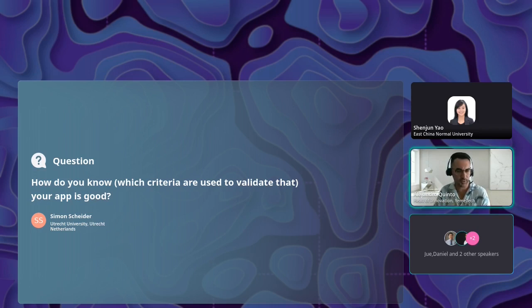Simon, well, can they type, or can they speak to the audience, or is it only through the chat? I think he can be on the stage. So, can Simon be on the stage?